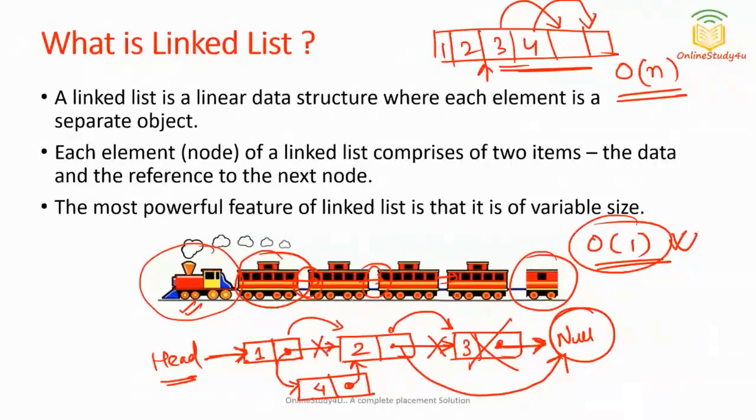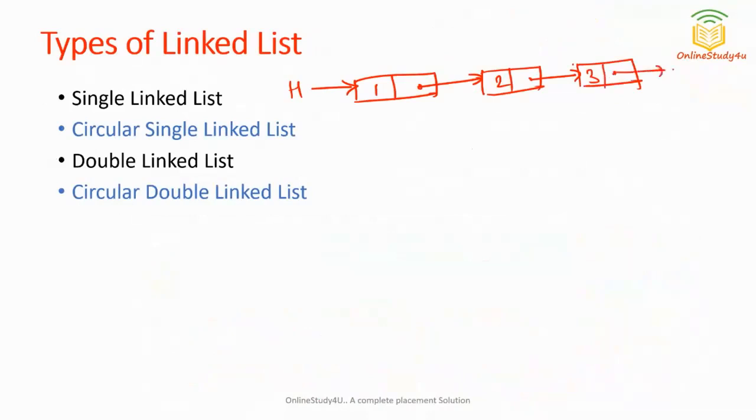Okay, it is a practical explanation. Now let us see some more things. Now we have different types of linked list. So first we have single linked list. So just now what we saw is a single linked list, which is starting from head, has some elements and ends by pointing to null.